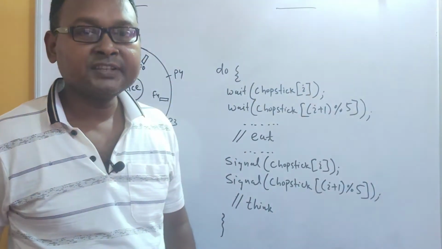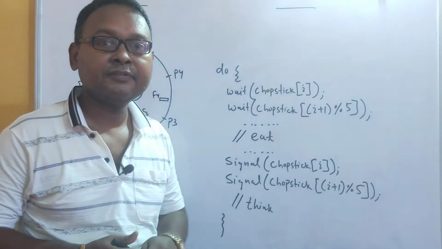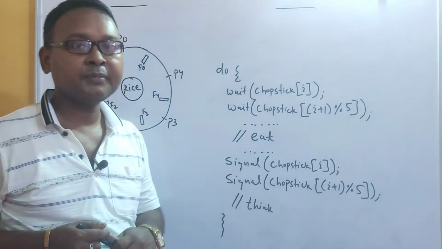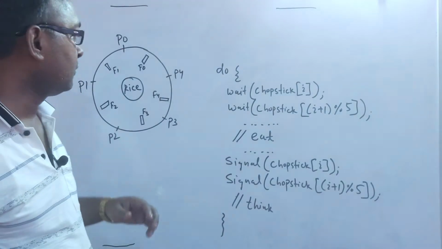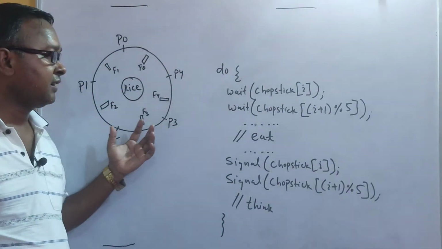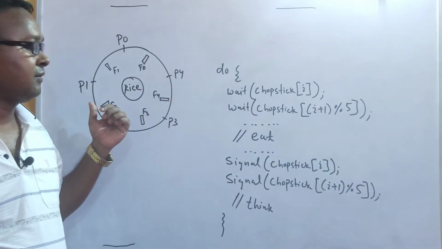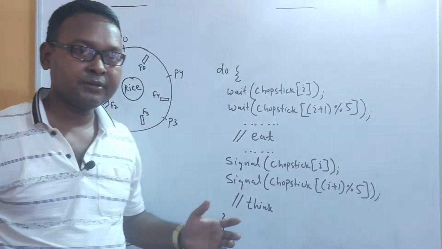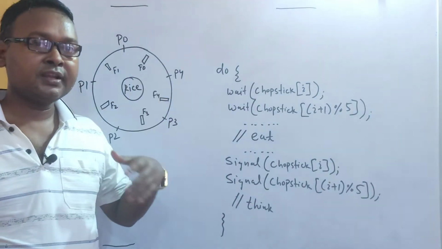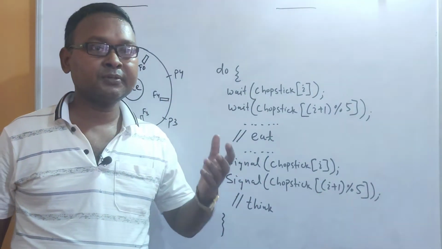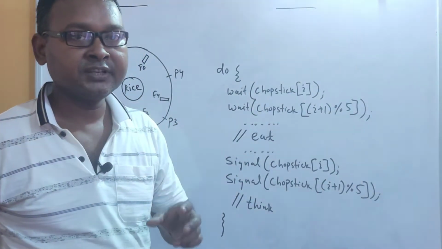Welcome back. So in today's class we will be learning about the dining philosopher's problem and its solution by using the semaphore. So you can see this particular diagram and some code I have written over here. Okay. So let us try to understand what is the dining philosopher's problem, and to get the solution for that problem we will be using the semaphore.